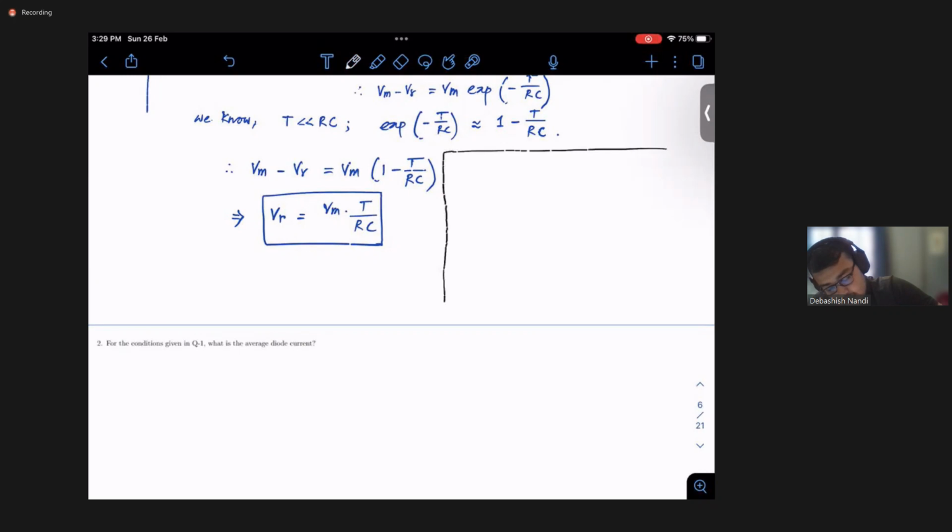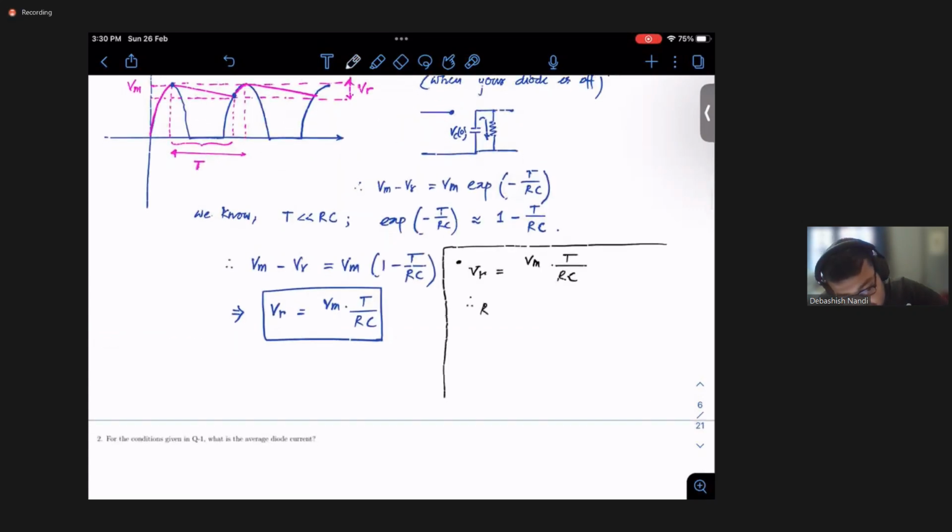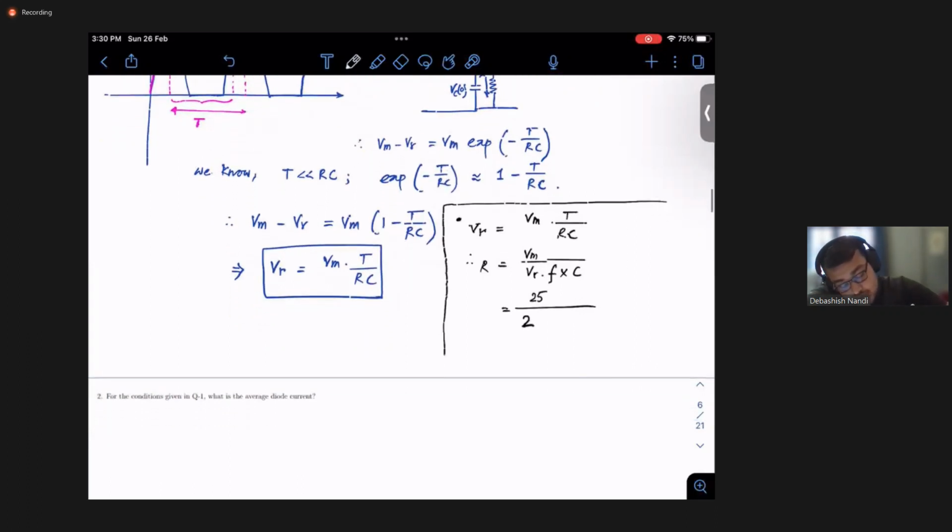Just let me solve it here. Your Vr is Vm into T by RC. We need to find out R, which will be Vm by Vr into 1 by T, which is your frequency, into C. Your ripple voltage is said to be 2 volt, your frequency is 50 hertz, and capacitance is 500 microfarad, right? So 10 to the power minus 6. If you solve this, your answer is coming up to be 500 ohm. This is your answer.